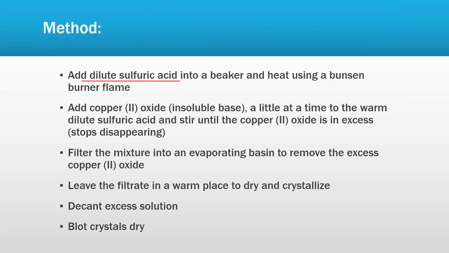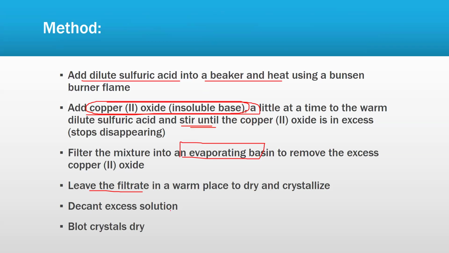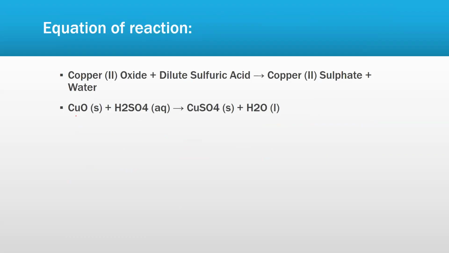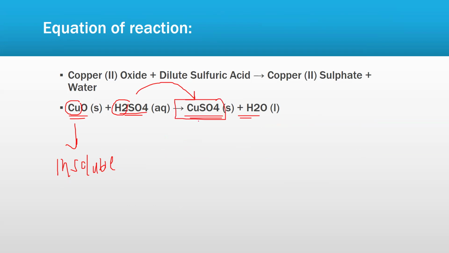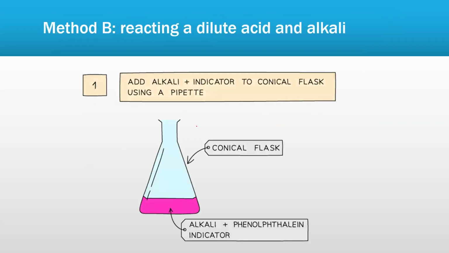Add the dilute sulfuric acid into a beaker, heat it up, then add the insoluble base. To prepare a soluble salt, you need an insoluble metal or insoluble base, and keep stirring the mixture. Filter it into an evaporating basin, leave it in a warm place to dry and crystallize. Decant the excess solution and you will have dry crystals produced. So copper oxide, which was insoluble, reacted with sulfuric acid, so the hydrogen would be replaced. What will be formed? Copper sulfate and water. And this copper sulfate is soluble. This is the first method to produce a soluble salt. Got it?